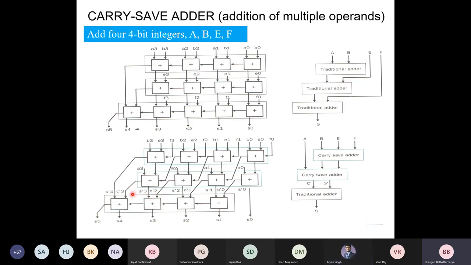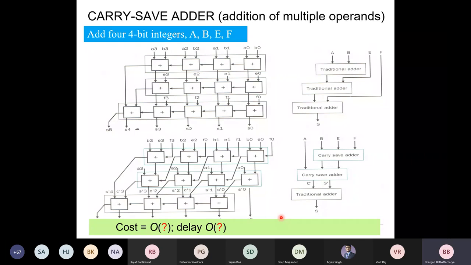So now you do one thing. You have this ripple carry adder. You can replace this by some other carry look ahead or whatever. So what would be the cost and delay of this thing? And this could have been made a carry look ahead, right?